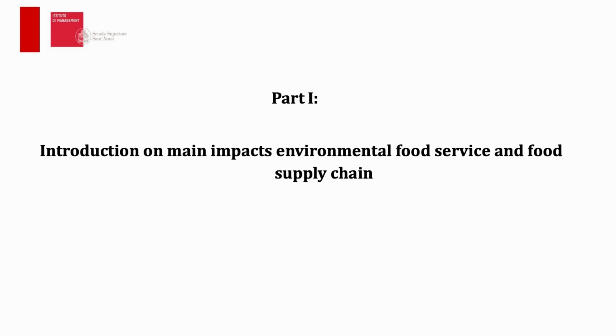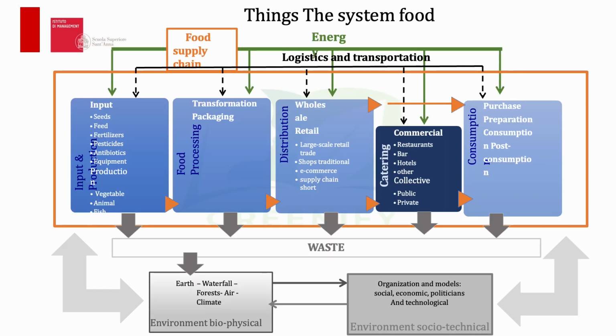To understand the main impacts of the agri-food supply chain, we are going to introduce the concept of the food system. This concept goes beyond the idea of a linear food supply chain that connects the 5 phases from field to fork: production, processing, distribution, food service, and consumption, and also includes the transport logistics that connect these phases, the energy use for each of them, and the interconnection of the food supply chain with the biophysical environment and its constituent natural elements, as well as with the socio-technical environment.